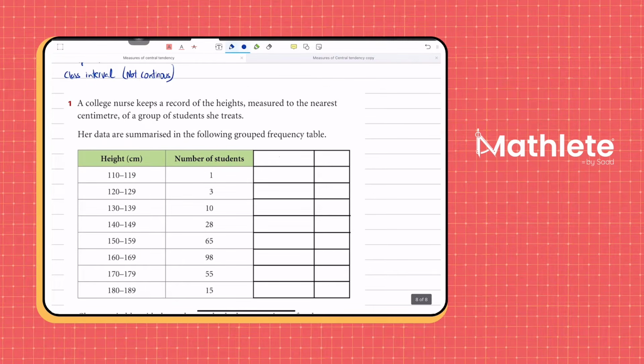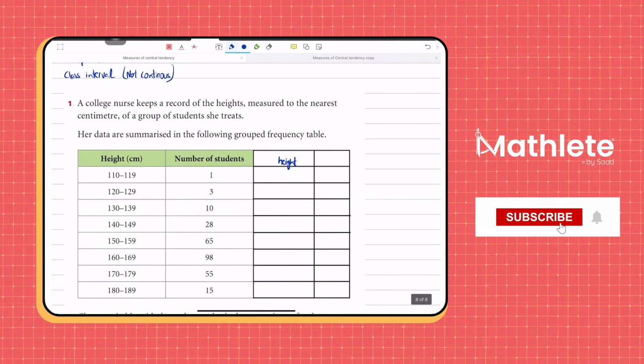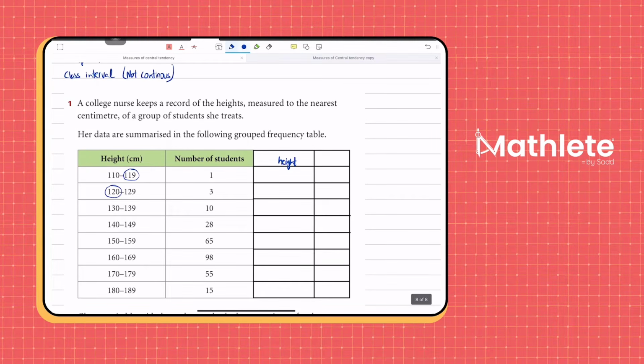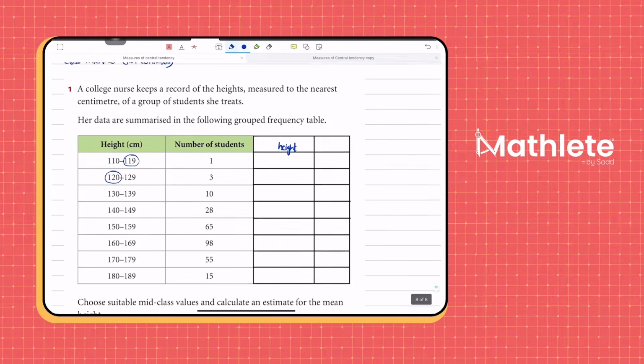Now, here we have the height. What we have to do is convert this data from the way it is into continuous form. How do we do that? This is the method of converting data with gaps in it to continuous form. First of all, what is the difference between where the first class ends and the second class starts? What's the difference between 119 and 120? 1. Now divide 1 by 2.